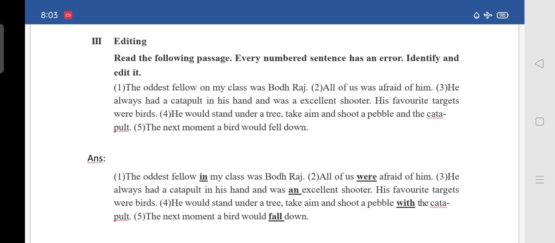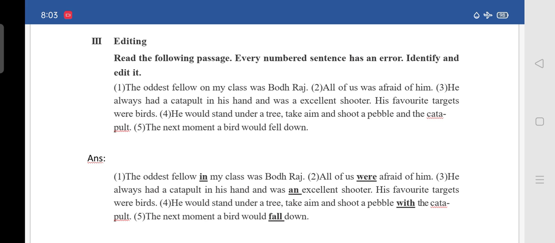The oldest fellow on my class was Bodhraj. All of us was afraid of him. He always had a catapult in his hand and was a excellent shooter. His favorite targets were birds. He would stand under a tree, take aim, and shoot a pebble and the catapult. The next moment, a bird would fell down. So, how will you be changing it?